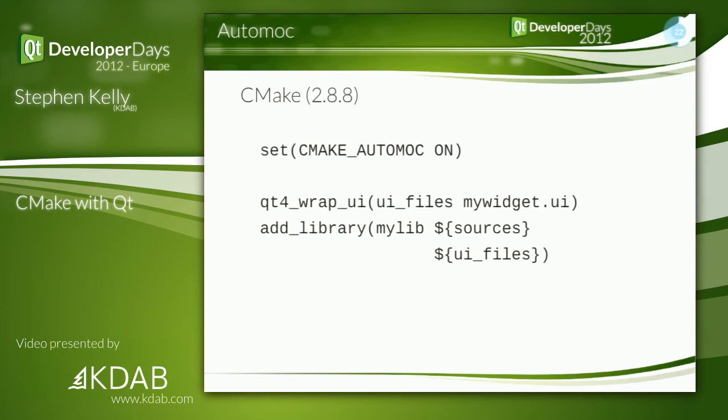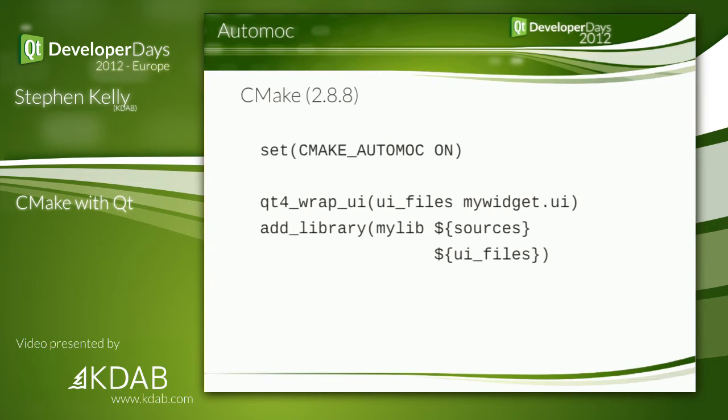But I can also make a global setting for that. If I set CMake Automoc on, all following libraries and executables will have their Automoc property set to on automatically. So if you've got large, complicated systems like we do in KDE, we'll be using it like this so that we can set it to on somewhere up high and then forget about it.